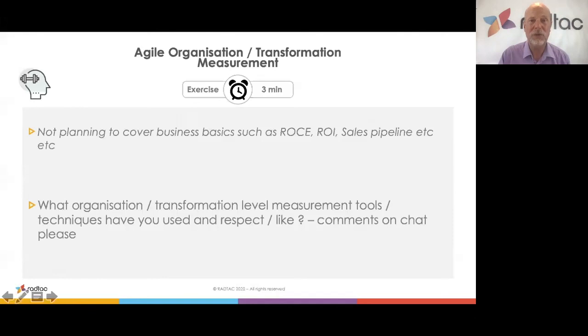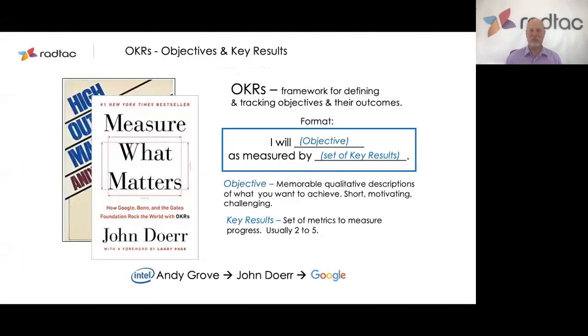Brilliant. Let's move on and have a look at a little bit about transformation and business. I'm not planning to look here at business basics such as return on investment, return on capital employed, sales pipeline. Those are the things you need to run any business, whether it's an agile business or a traditional business or whatever it is. What I'm planning to look at here is more organizational and transformational things.